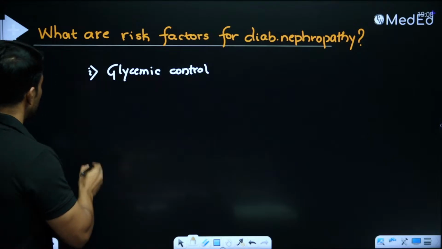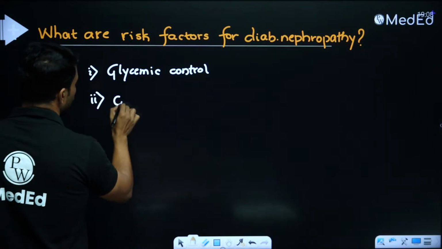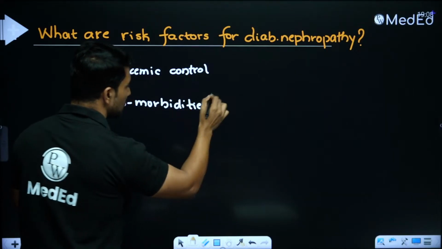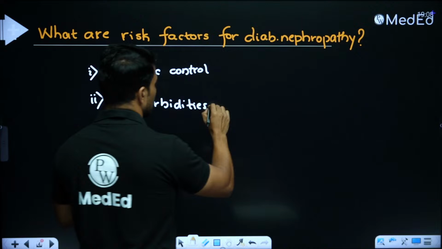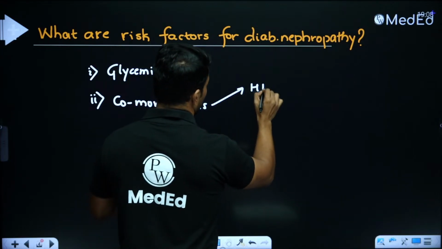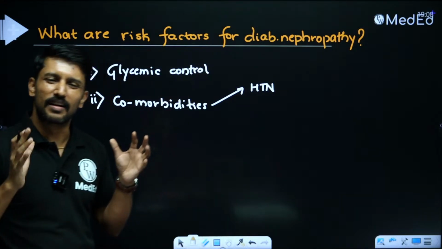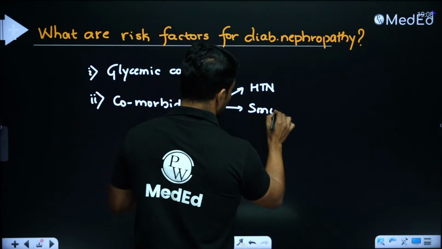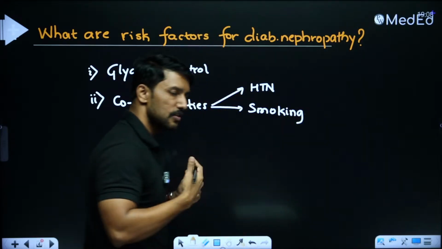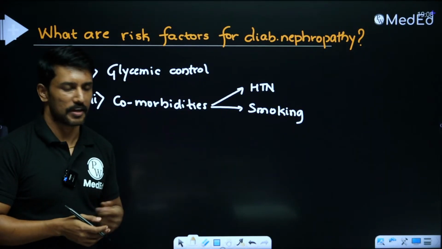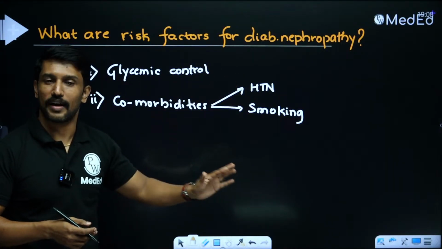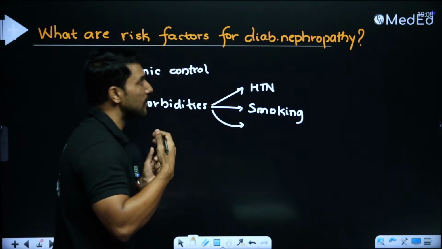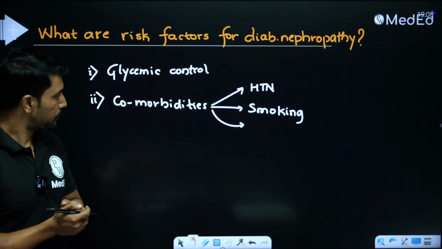That's the first factor. Second factor, presence of comorbidities. So if I have some additional diseases that increase the risk of developing diabetic nephropathy. The most important one is hypertension. Hypertension and diabetes are deadly combinations. Second, smoking. So that's why doctors beg the patients to stop smoking once they're diagnosed with diabetes or hypertension. It's a deadly triad: diabetes, hypertension, and smoking. Okay. What other comorbidities can influence the risk of developing diabetic nephropathy?